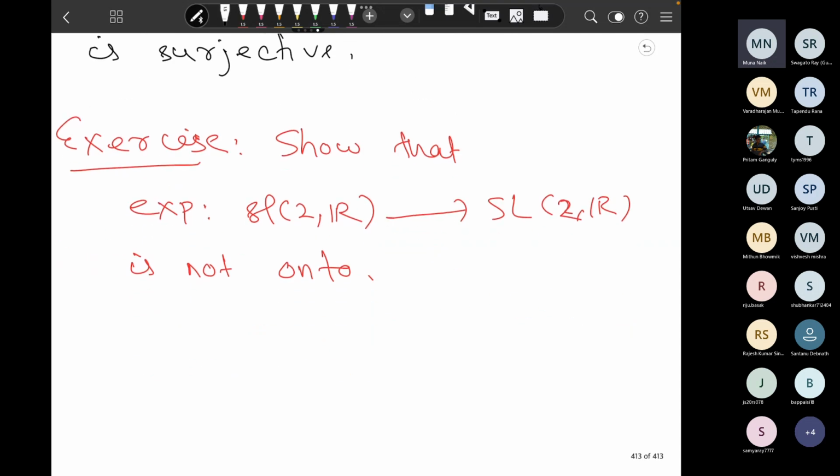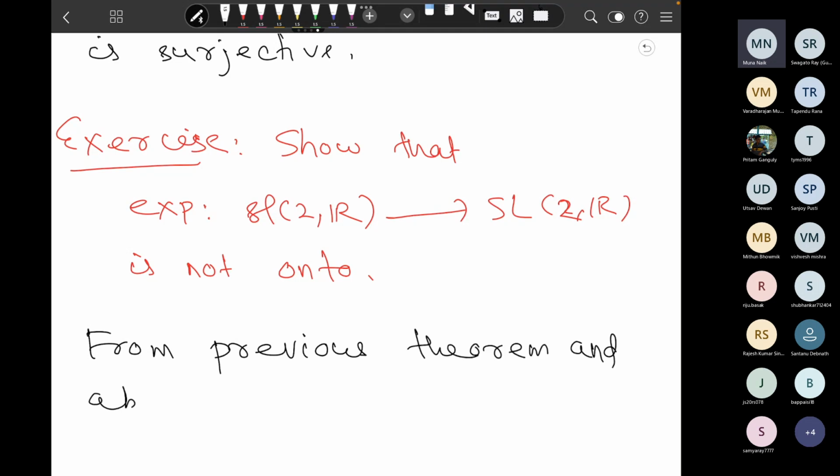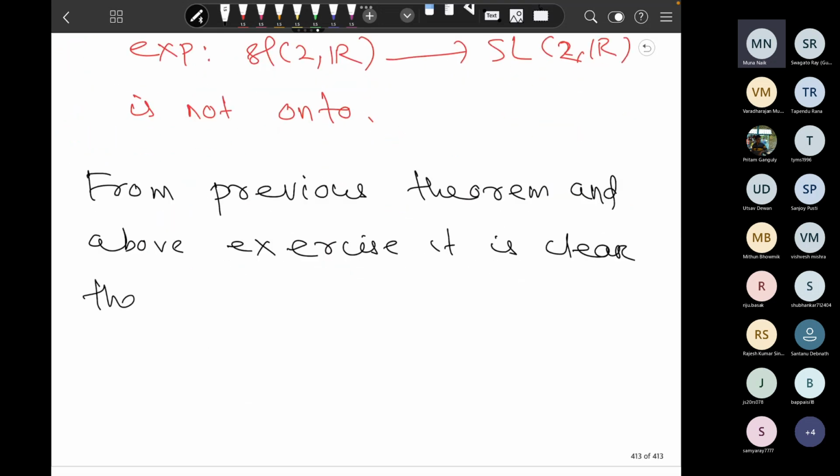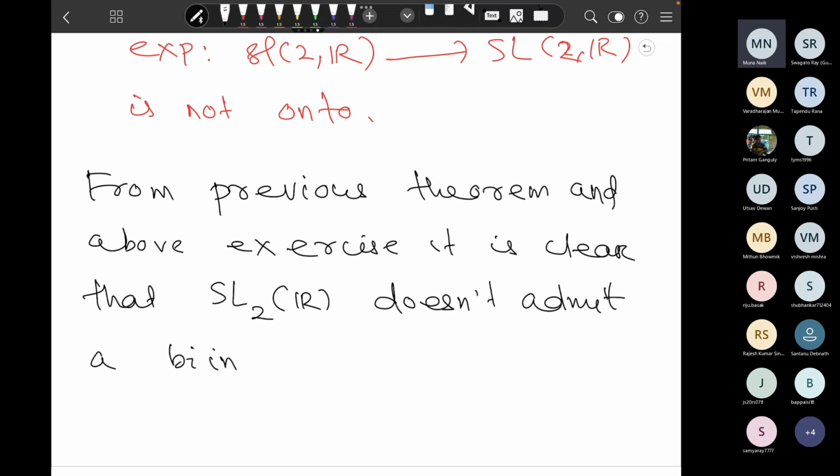So from the previous theorem and the above exercise, it is clear that SL2R doesn't admit a bi-invariant Riemannian metric. So SL2R doesn't have a bi-invariant metric.